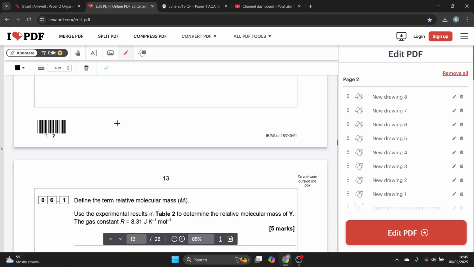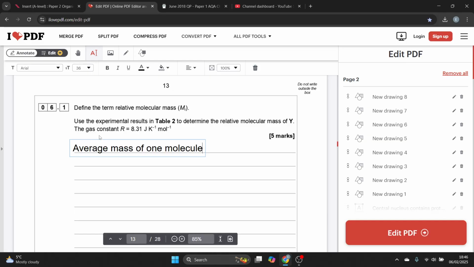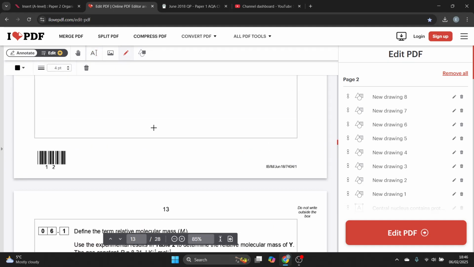Question 6. Define the term relative molecular mass, aka Mr. Average mass of one molecule on a scale where an atom of carbon-12 is 12. Determine the relative molecular mass of Y.